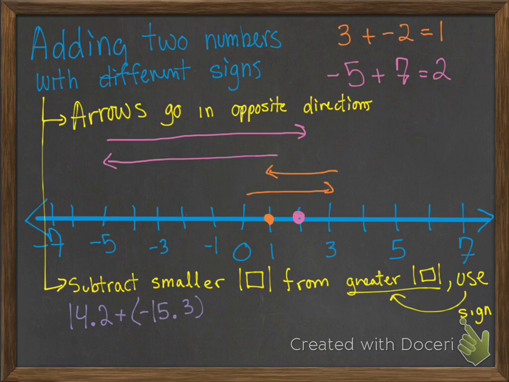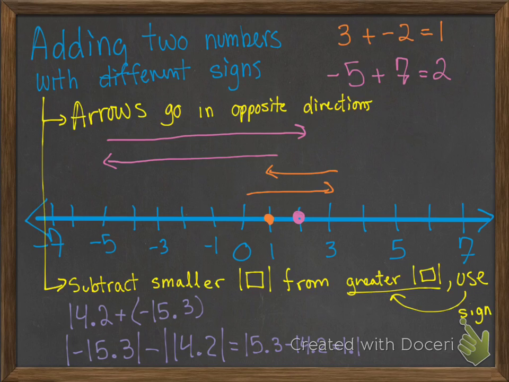14.2 plus negative 15.3. We're going to subtract the smaller absolute value. Well, 14.2 is smaller than 15.3, so I'm going to do the absolute value of negative 15.3 minus the absolute value of 14.2, because I'm subtracting the smaller number from the greater absolute value. The absolute value of negative 15.3 is just 15.3. The absolute value of 14.2 is just 14.2. So I get 15.3 minus 14.2. I'm going to subtract those two, which gives me 1.1.